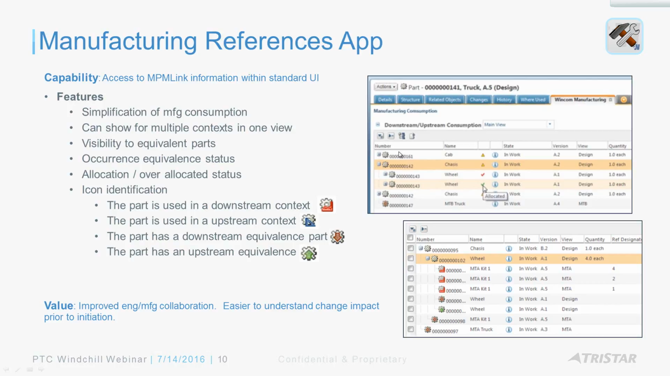This just allows you to go into a part or an assembly and see the links to downstream or upstream parts directly from the tabs within the part page. And there are various icons that identify how the part is being used and what the quantity of those components is, in case they're allocated to a process plan, and so on. So this gives you quicker visibility in one place than the standard out-of-the-box Windchill has.